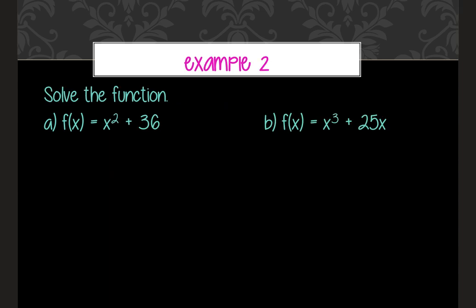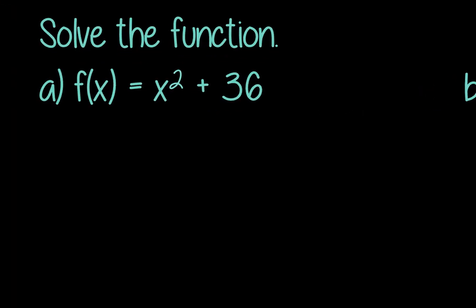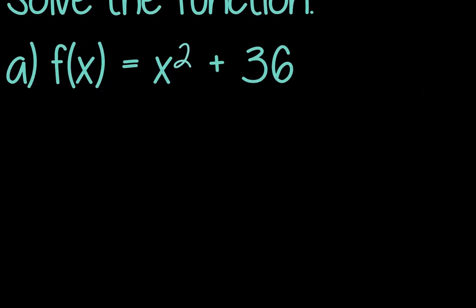Okay, example 2 now says solve the function. So the first thing I'm going to do is figure out how many answers there should be. For A, there should be how many? 2, okay? Then I would say try to factor next. Can I factor x squared plus 36?